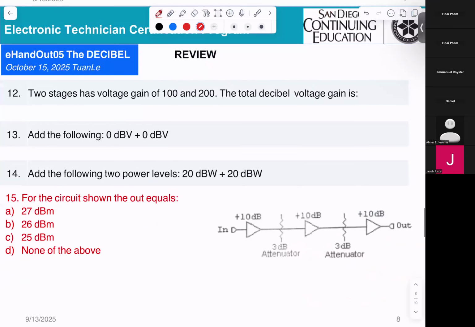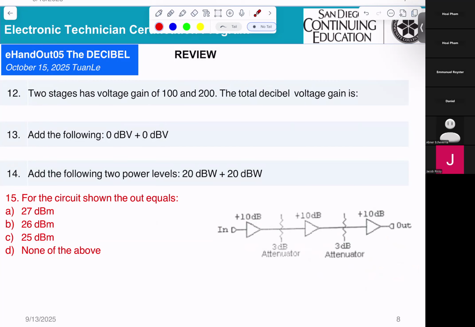Okay, thank you. No problem. Now I want to talk about the last one here. You get 10 dB here and lose 3 dB, 10 dB, lose, and out. You get in, for the circuit, so output equal.